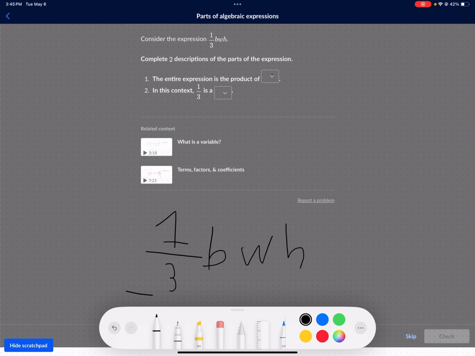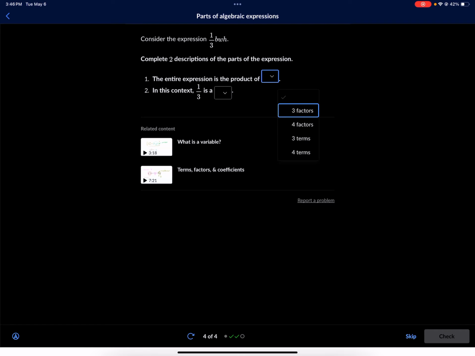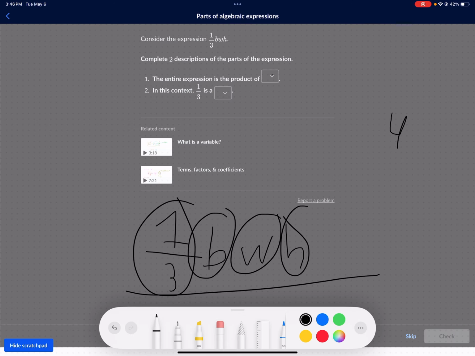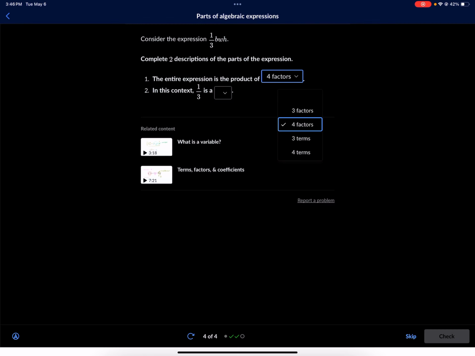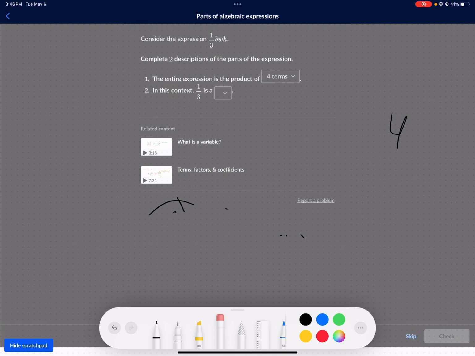So how many of these do we have? 4. We have 1, 2, 3, 4. So we know it's going to be 4, but now we need to know if it's factors or terms. Terms are any coefficient, or coefficient with a variable, or any variable. So 1, 2, 3, 4. It should be 4 factors, not terms, because if it was a term, then it would be adding. It would be something multiplying something.